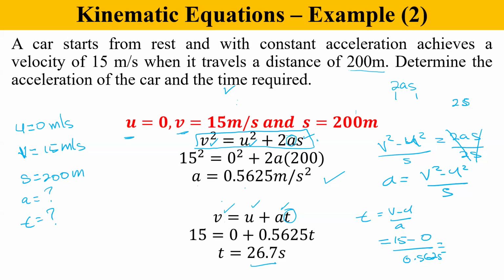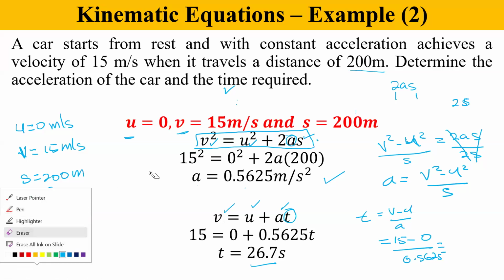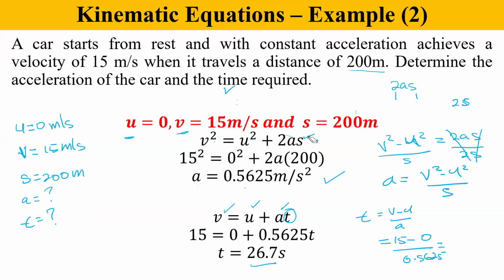After you've done that, then you move to the first equation of motion, v is equal to u plus at, because all the quantities except time are given there, and you just substitute for that. So that's pretty straightforward, all right? So you can understand it there.